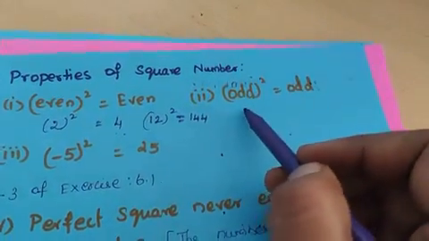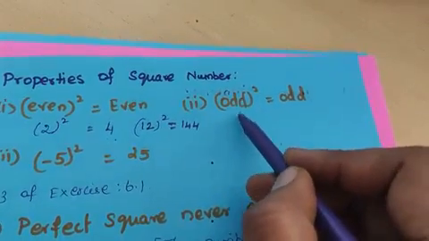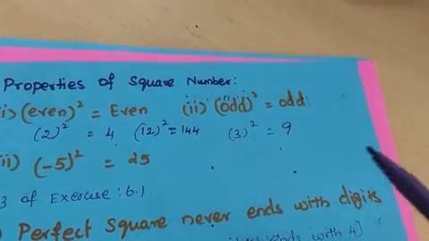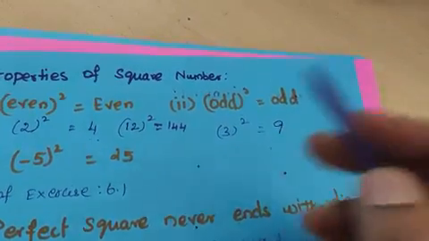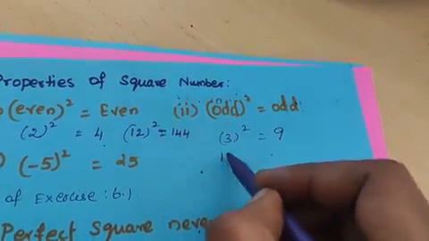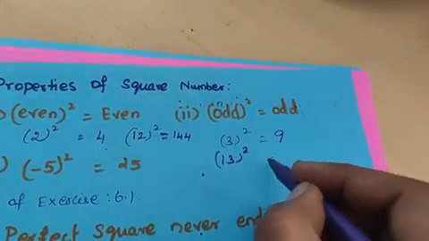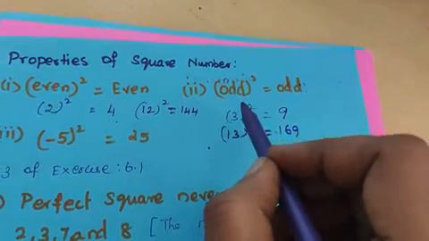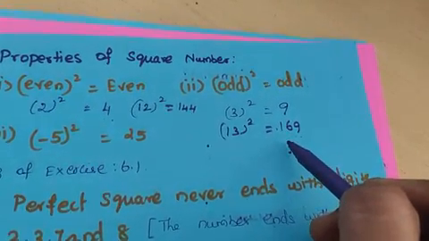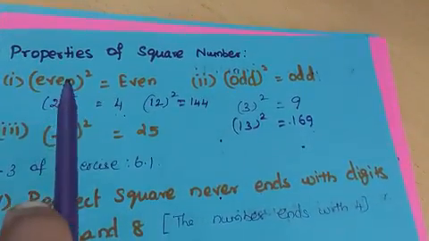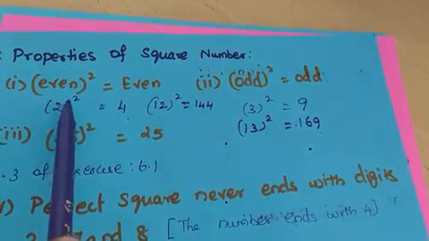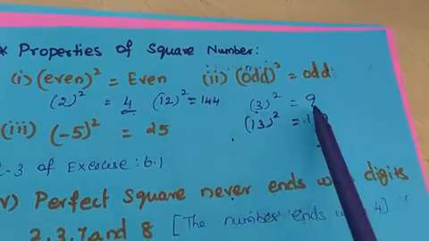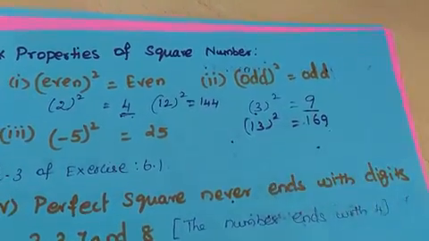And then the second property is the odd square. If you take an odd number, 3 squared, what will you get? 3 squared is 9. 9 is an odd number. The same way, if you take any other odd number, 13 squared, you take it. 13 squared is 169. That is also an odd number. So whenever you square an odd number, the result is also an odd number. First concept: when you square an even number, the square number is also even. When you square an odd number, the square is also odd.